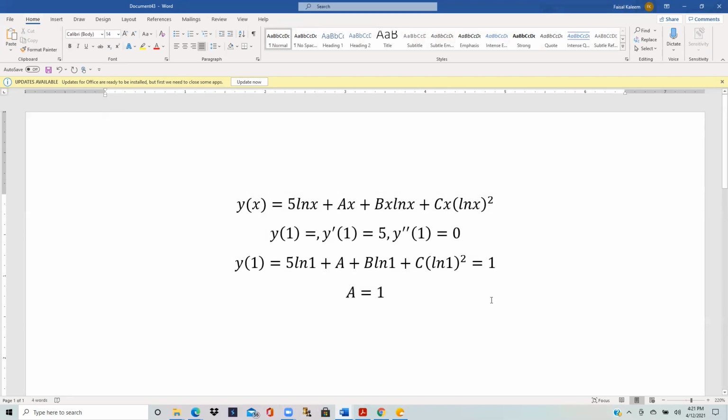Okay. So now once you got a equals 1, you can even put it here if you want. Doesn't matter much. So, okay, I'll just replace this with 1. And now it becomes that. And now I take the first derivative.